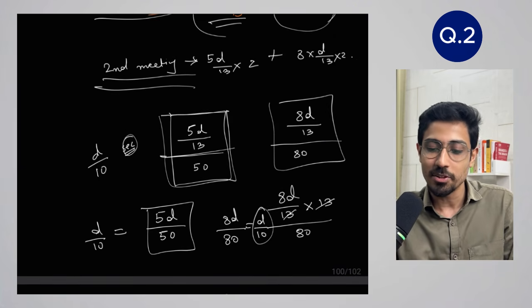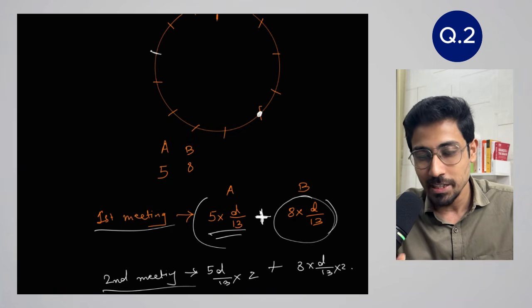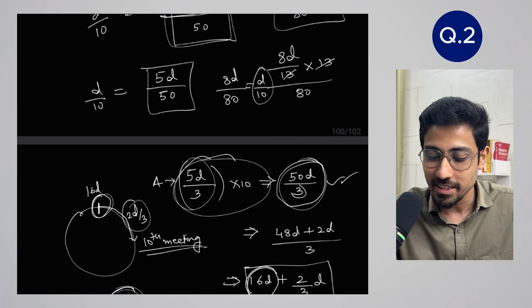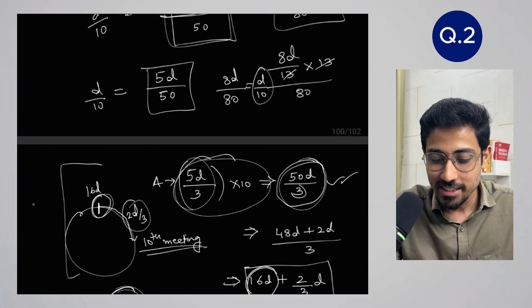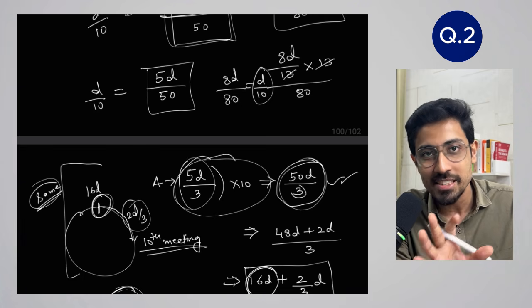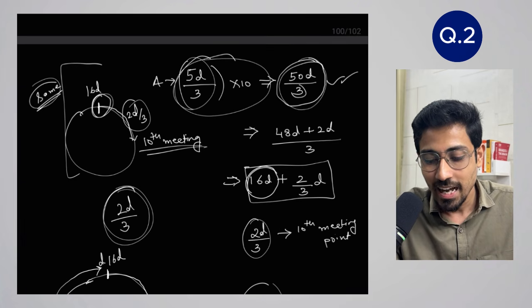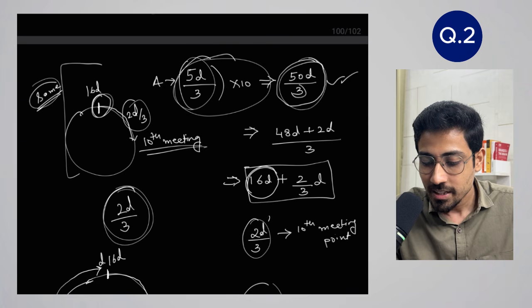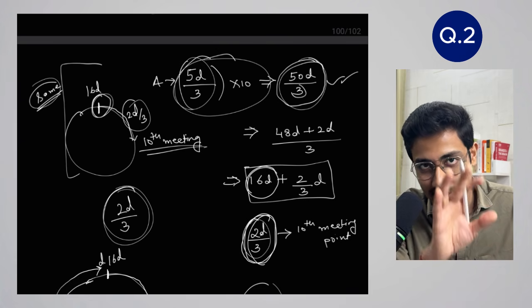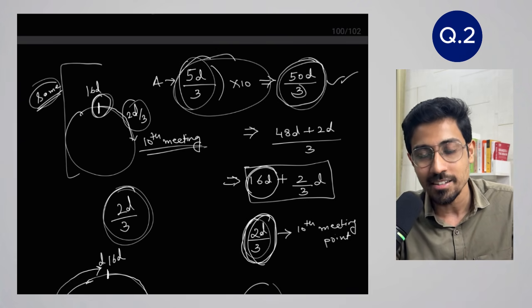I hope the last concept is also clear to you. Just one mistake that I made was that I did not inform you that this 5d by 3 is basically for the same direction. In case you were thinking why 5d by 3, why not 5d by 13, you were right. I was doing it for the same direction. That's why I found out that A would have traveled 2d by 3 distance after completing the 16th round.